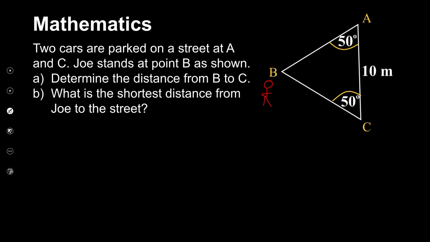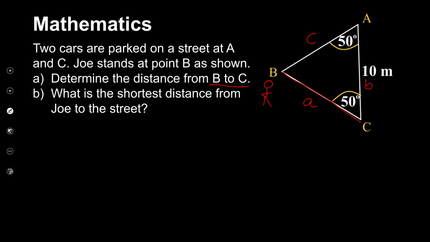What is the distance? They want us to determine the distance from B to C. So if we want to label this triangle, this is little a, this is little b, and this is little c. So if we go through all the steps to decide which rule to use, let's start at the beginning. Is it right angled? It's not a right angled triangle.